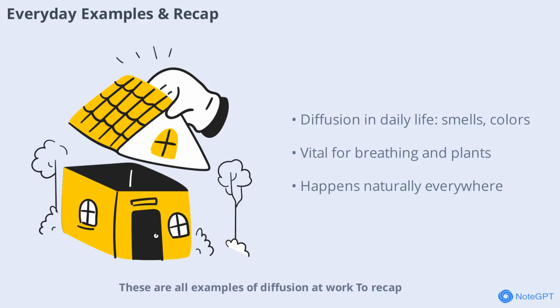To recap, diffusion is the movement of molecules from high to low concentration, and it happens in both gases and liquids. It's essential for many natural processes, like how oxygen moves into our blood or how plants get nutrients. Without diffusion, life as we know it would be very different. So next time you smell something delicious or watch a color spread in water, remember you're witnessing diffusion in action.